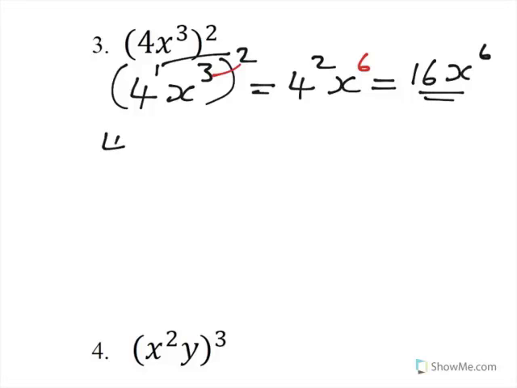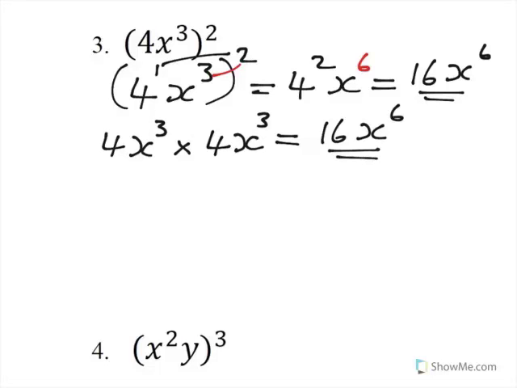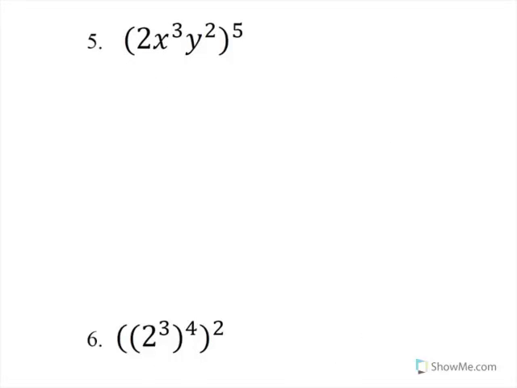And there's nothing to stop you, if you can't apply the rule, to say you're multiplying 4x cubed by itself twice. 4 times 4 is 16. X cubed times x cubed is x to the power of 6. So there's always that option. And this one here, it's x to the power of 6. Why is that? 2 times 3 is 6. The power of the y is a 1, so it's 1 times 3, which is 3. So the answer is x to the power of 6, y cubed.